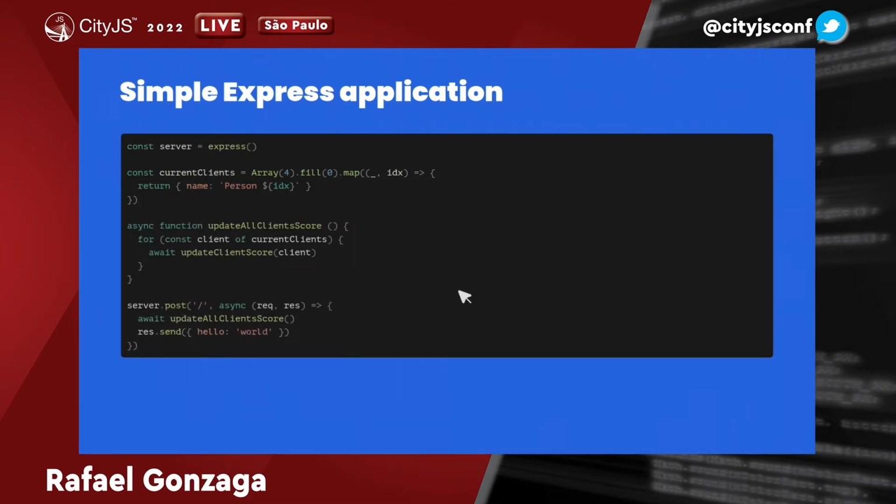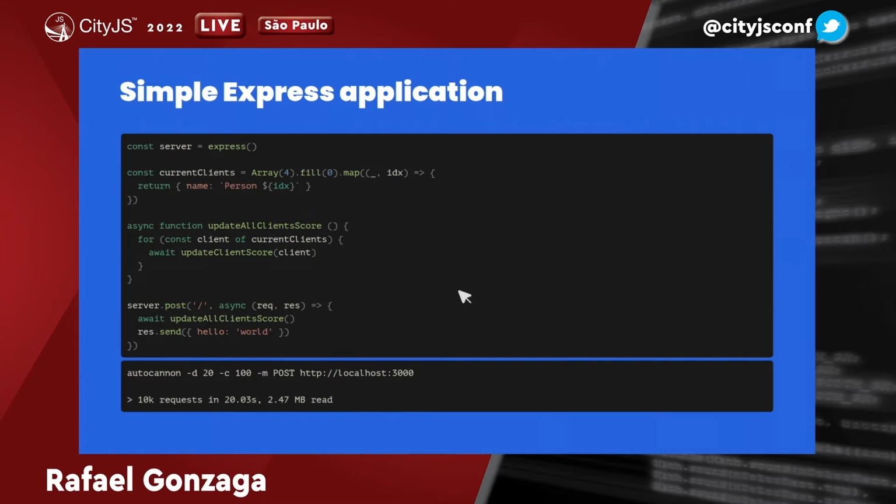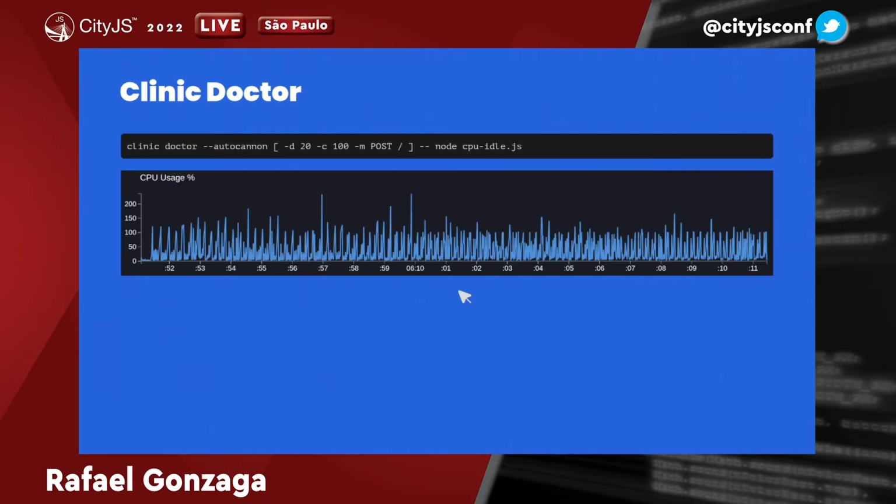If you run this application with AutoCannon, it will bring you just 10K requests in 20 seconds. This is very low, okay? Very low. If you run this application again with Clinic Doctor, you will see that the CPU usage has some spikes, but also has some idle time. This is not allowed in a performance application. Okay, so this is due to bad platform usage. You are not using Node.js correctly. Okay, so we can be smarter in this case.